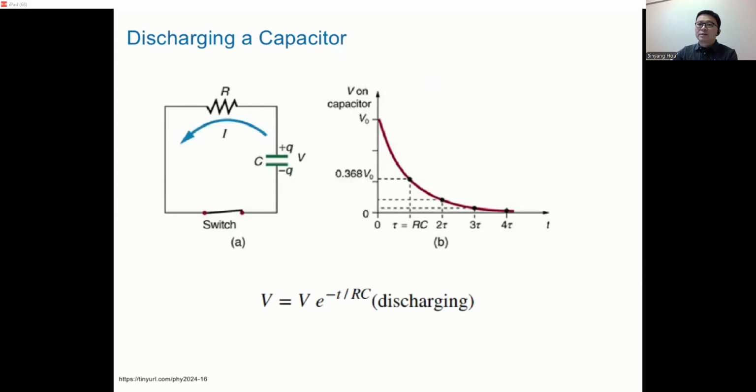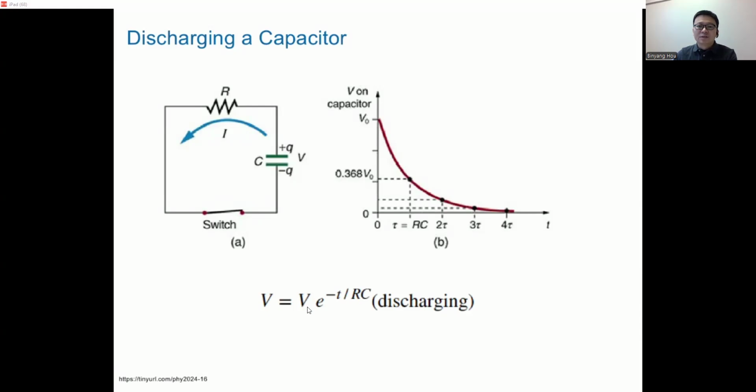Now let's talk about discharging. If you remove the battery from the source and keep the switch closed, the charge and energy built up on this capacitor can now be used by this resistor. The charge will flow through the resistor and create a current, and go into the negative plate and neutralize the charge there. So the voltage on the capacitor will decrease, exponentially dying out.